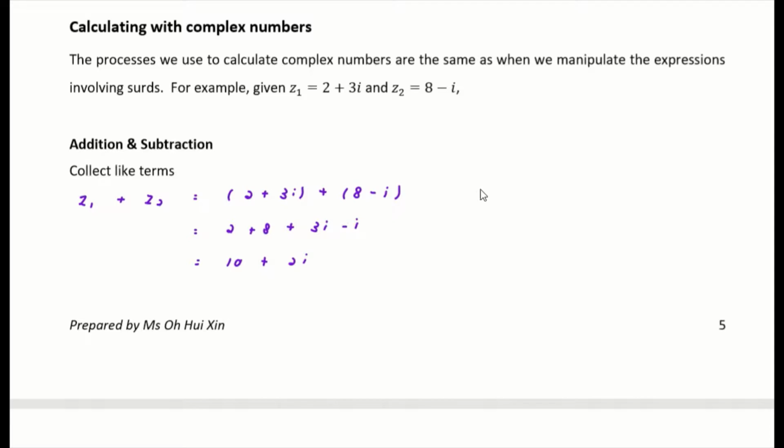The same thing when we do subtraction, we collect the same terms as well. So 2 plus 3i minus 8 minus i. Which means 2 minus 8, and then plus 3i, the imaginary number, plus i. Alright, so what do I get? I will have negative 6 plus 4i. I guess this is quite simple.